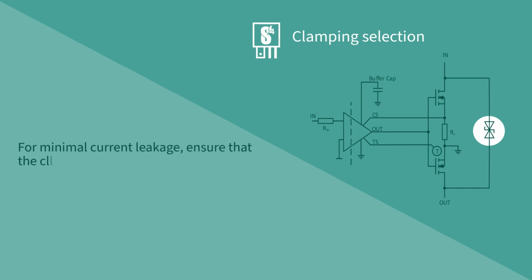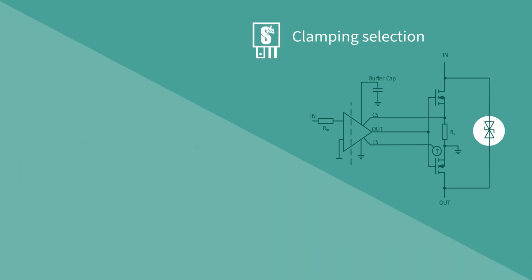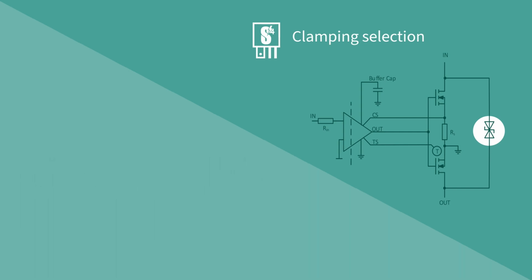However, it is important to select a clamping device with a minimum breakdown voltage that is higher than the maximum peak voltage during normal operation, otherwise, this could result in high leakage currents during normal operation. Additionally, the maximum clamping voltage must be below the maximum breakdown voltage of the CoolMOS S7T switches to ensure effective protection against high voltages. So, to select the right power rating for a clamping device, you need to consider both single pulse power requirements for failure cases and nominal switch-off during normal operation.